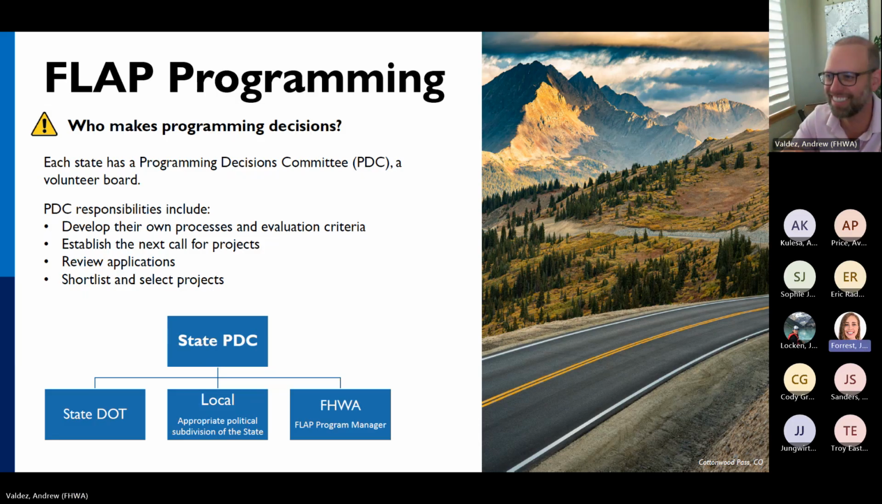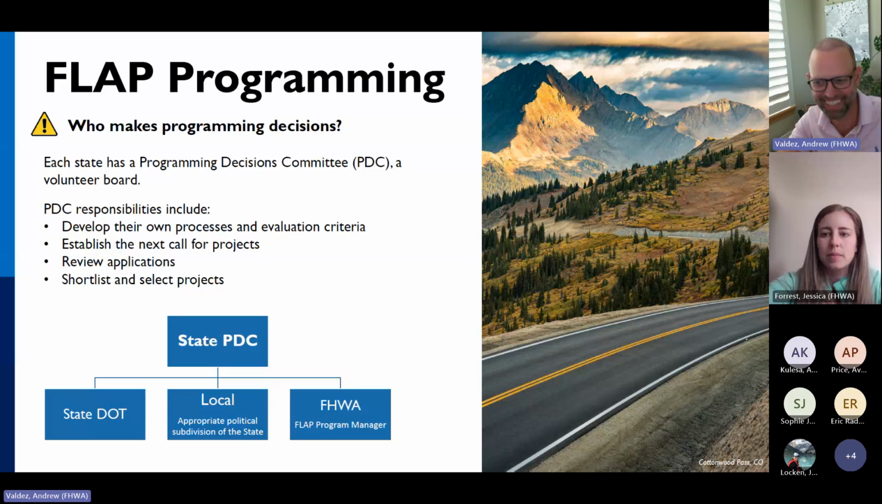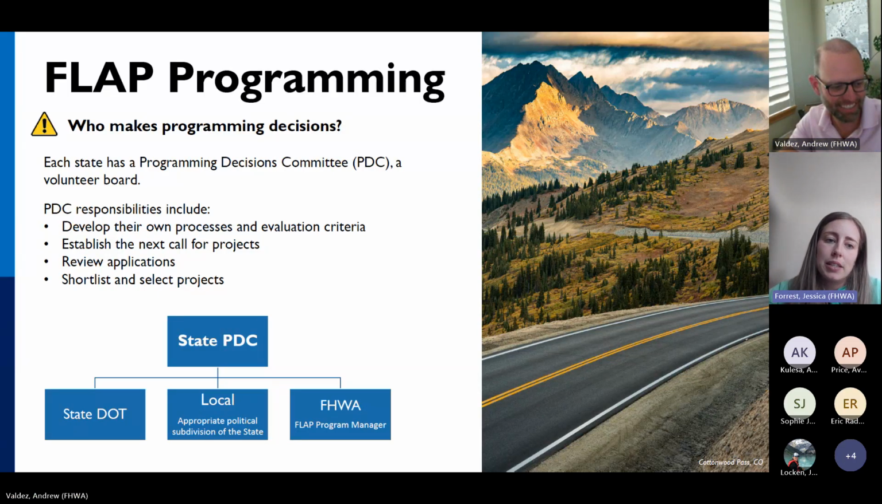Yep, hold on. My camera. Hey everyone, I'm new as the FLAP PDC member and program manager. Jill Locken is overseeing the whole program for FLAP, but I'll be the program manager for South Dakota. So happy to be here for you guys.